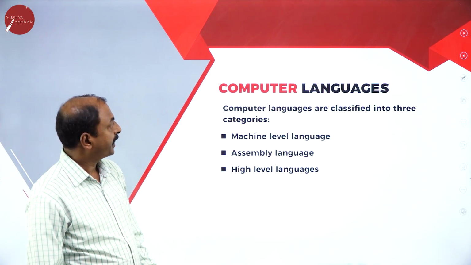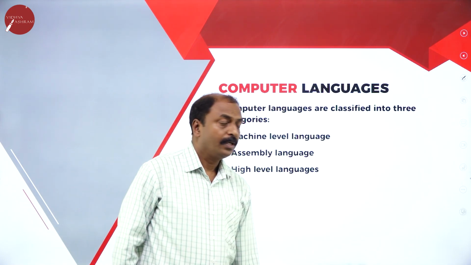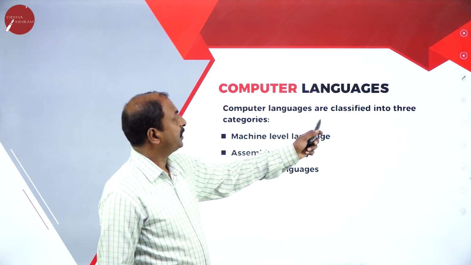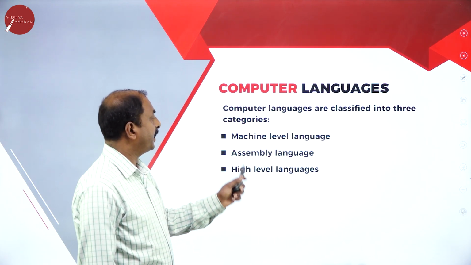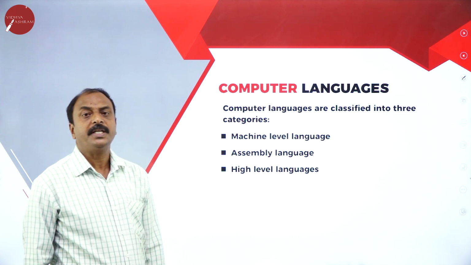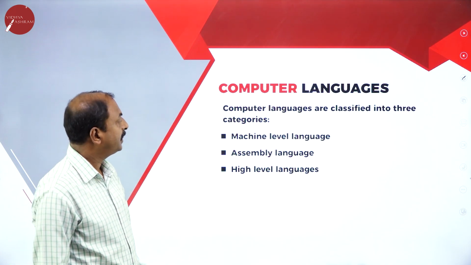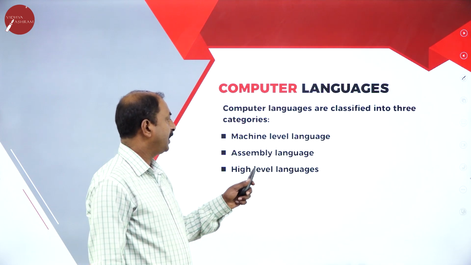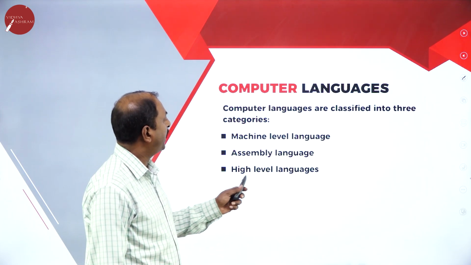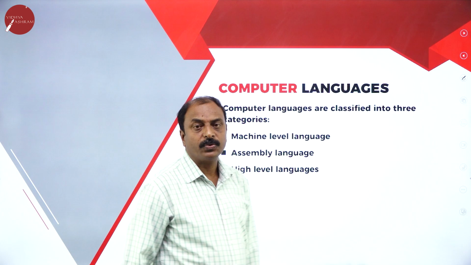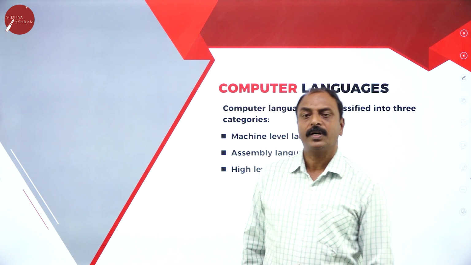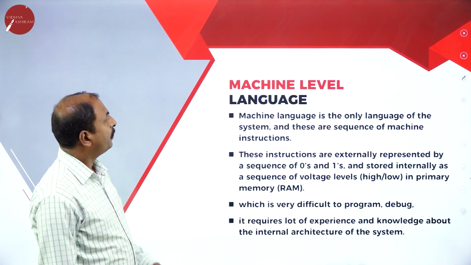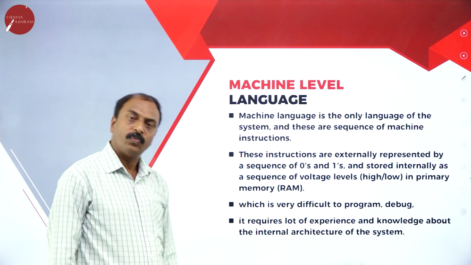Now let us move on to the next slide. Generally, computer languages are classified into three categories. There are three types of computer languages: first, machine level language; second, assembly level language; and third, high level language. So there are three levels of computer languages which a computer can understand. Now let us see these one by one.